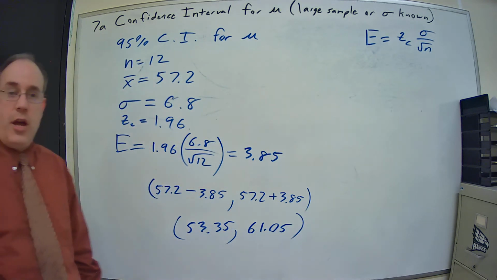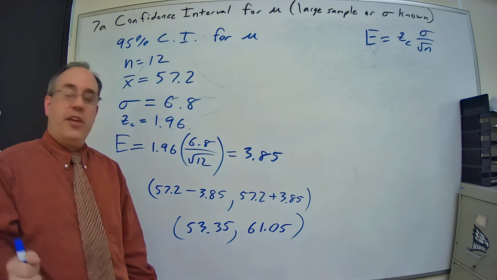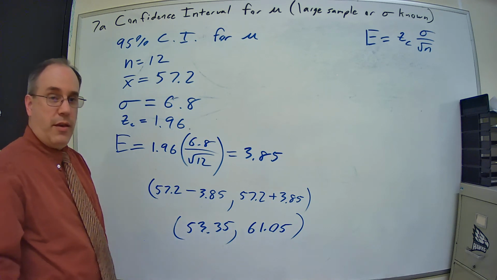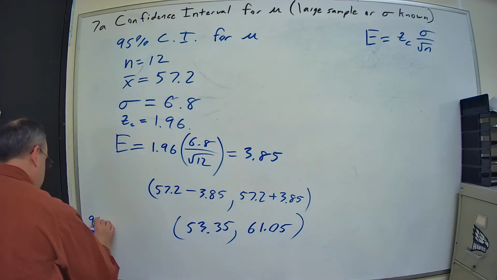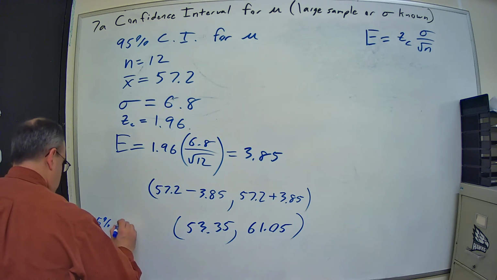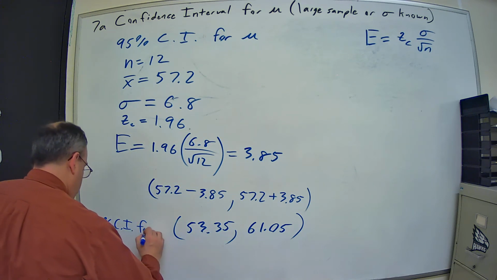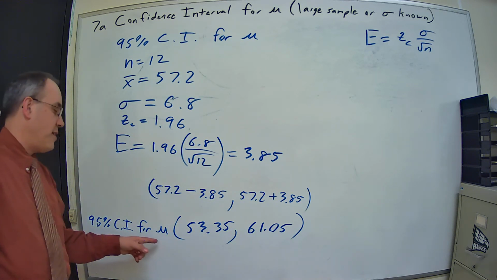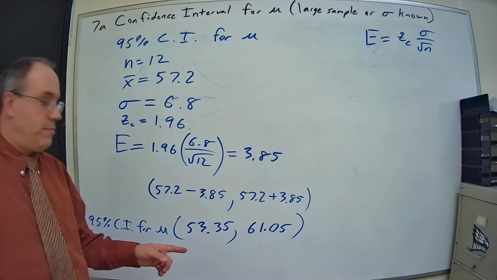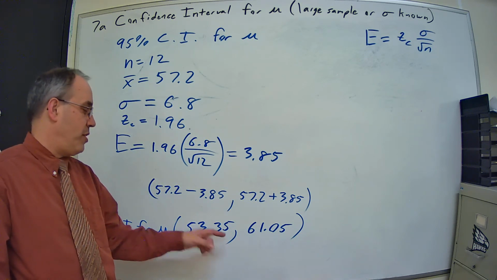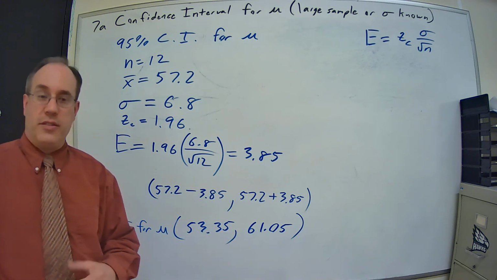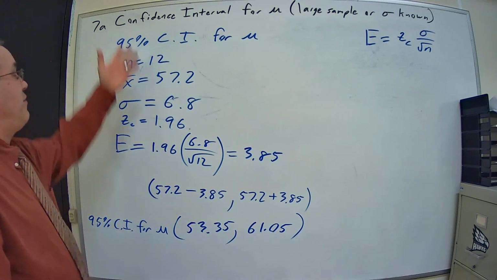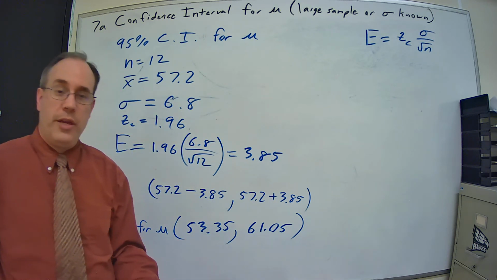And we're almost done. The final thing we need to do is label this as what it is. And this is a 95% confidence interval for mu, for our population mean. So we're 95% confident that the population mean will be between 53.35 and 61.05. And that's finding a confidence interval for a population mean.